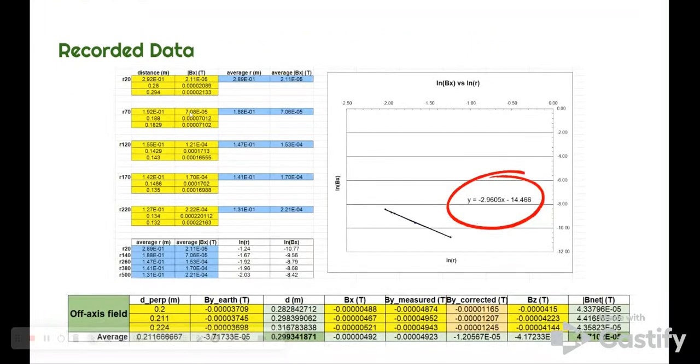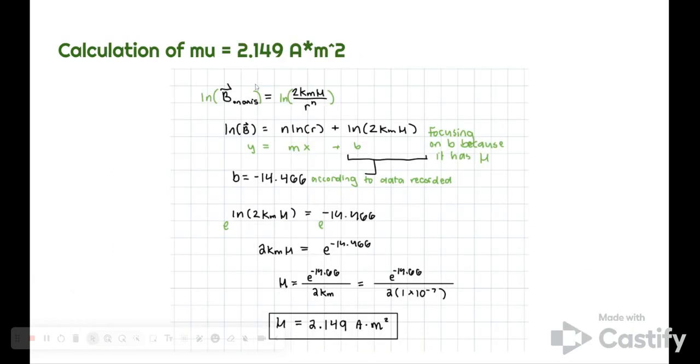So you can see here the recorded data is all written in these yellow boxes. The computer calculated the other results, but really what we're working with here is this formula generated by the computer, and we're going to use this formula and especially the B value to calculate the magnetic dipole moment. So you can see we just used the magnetic field formula on axis and isolated for mu, because mu is the component that has the mu in it. And then solving, we discovered that the mu was 2.149.